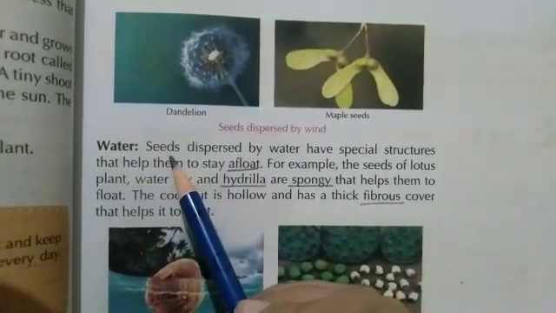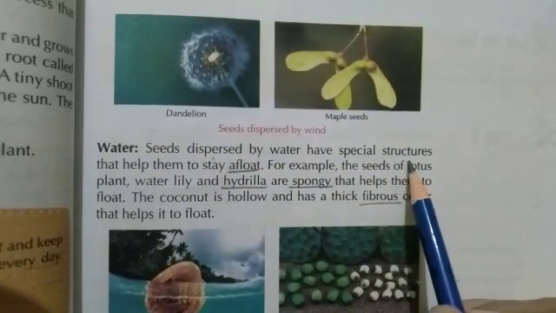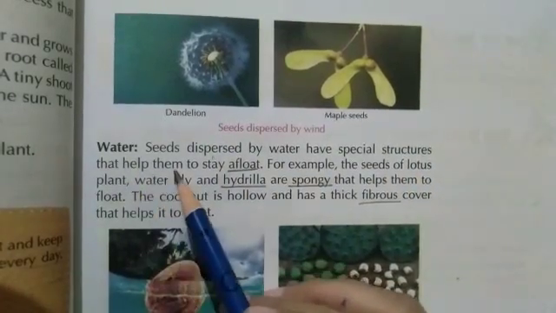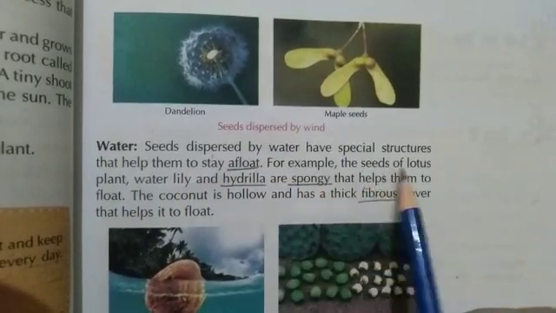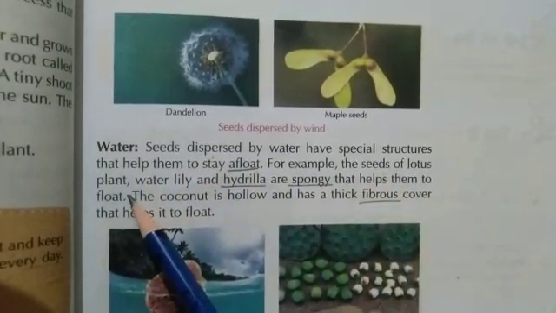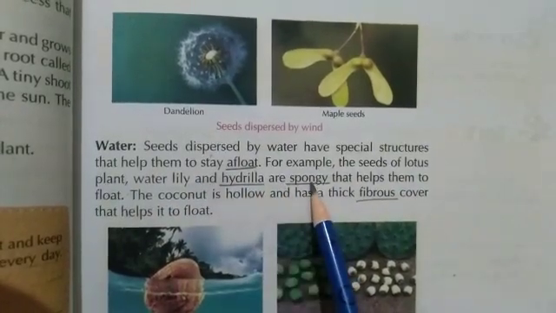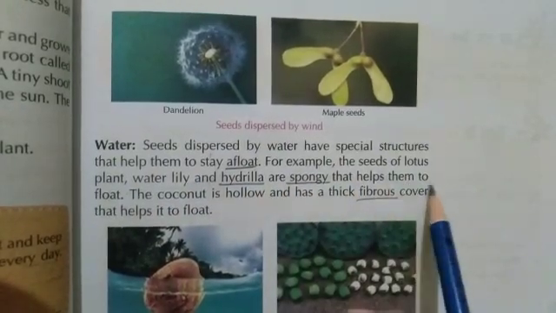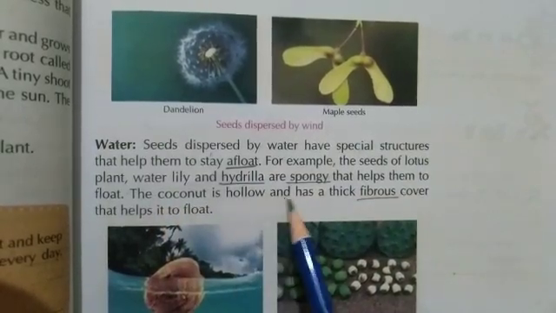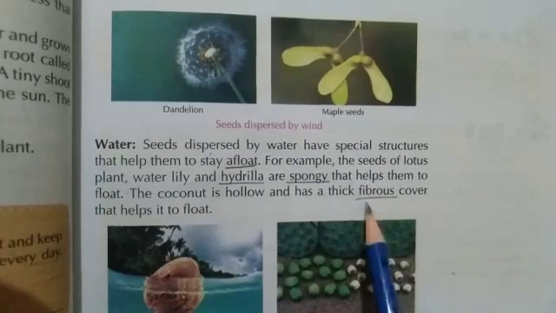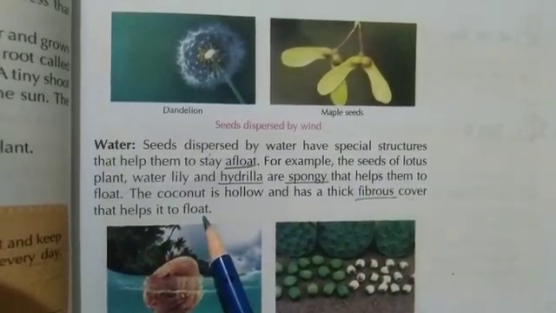Water. Seeds dispersed by water have special structures that help them to stay afloat. For example, the seeds of lotus plant, water lily and hydrilla are spongy, which helps them to float. The coconut is hollow and has a thick fibrous cover that helps it to float.